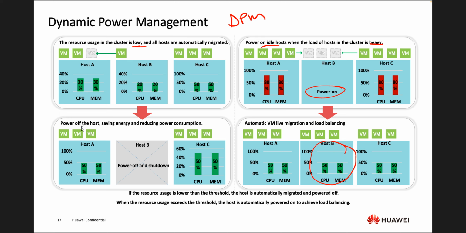If the power of the host is off, like in this case you're switching it off, it obviously then also moves the VMs across. So it does this whole dynamic power management depending on how many resources you have in your cluster. Right.